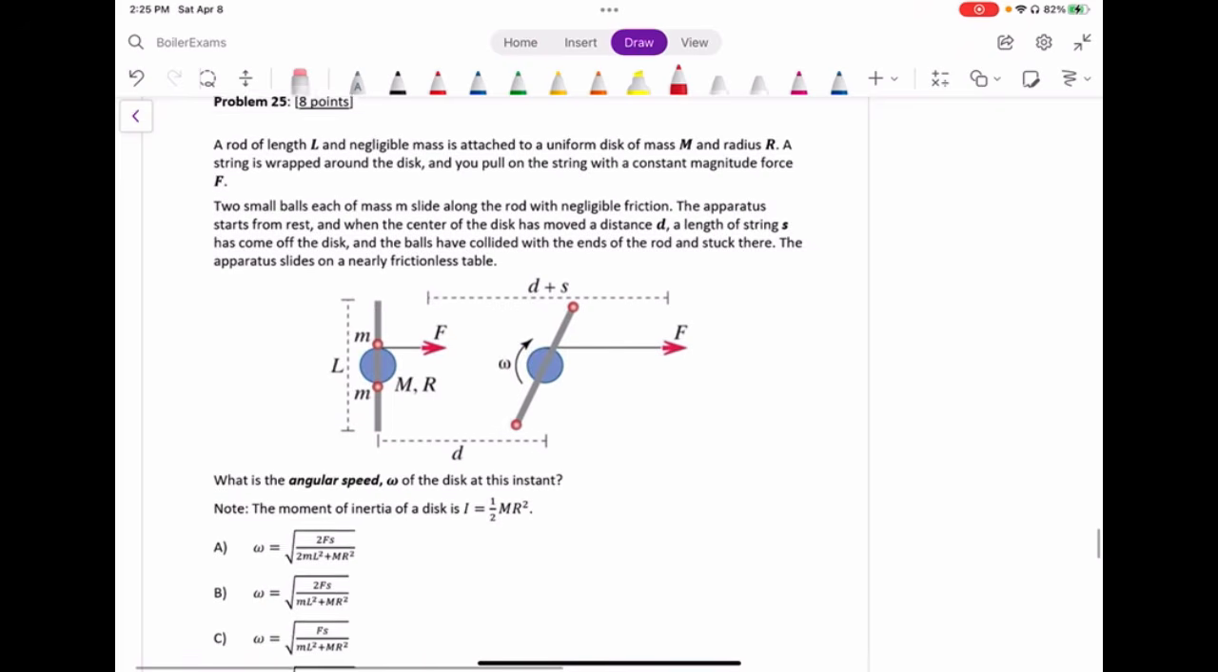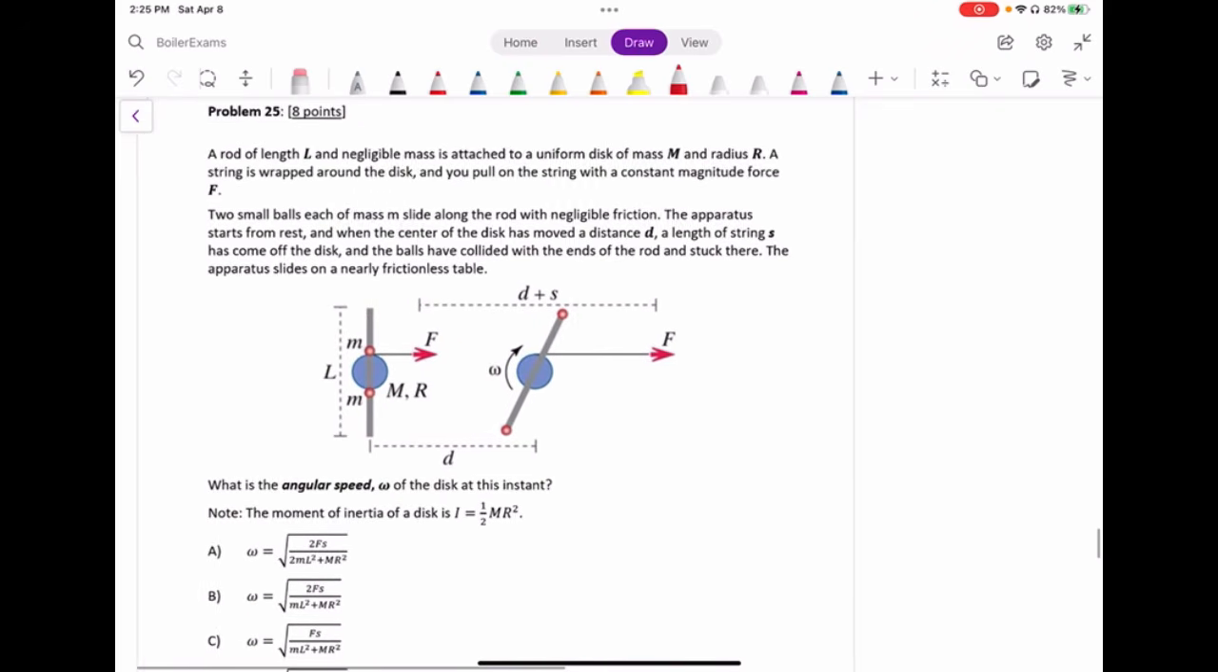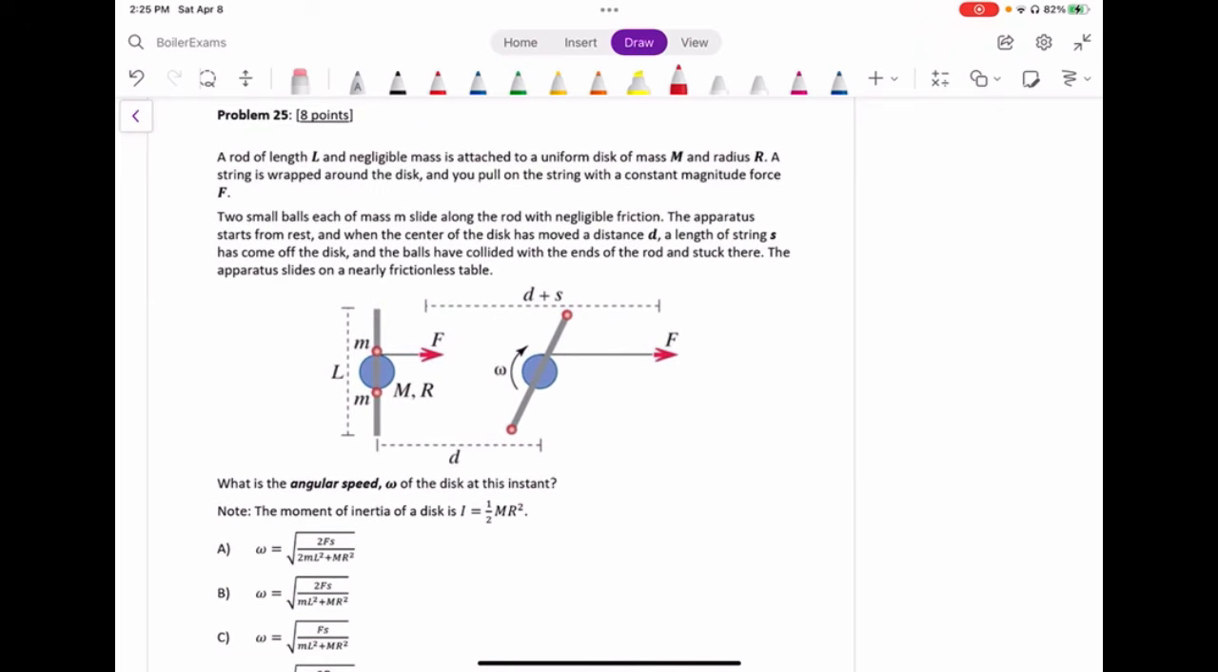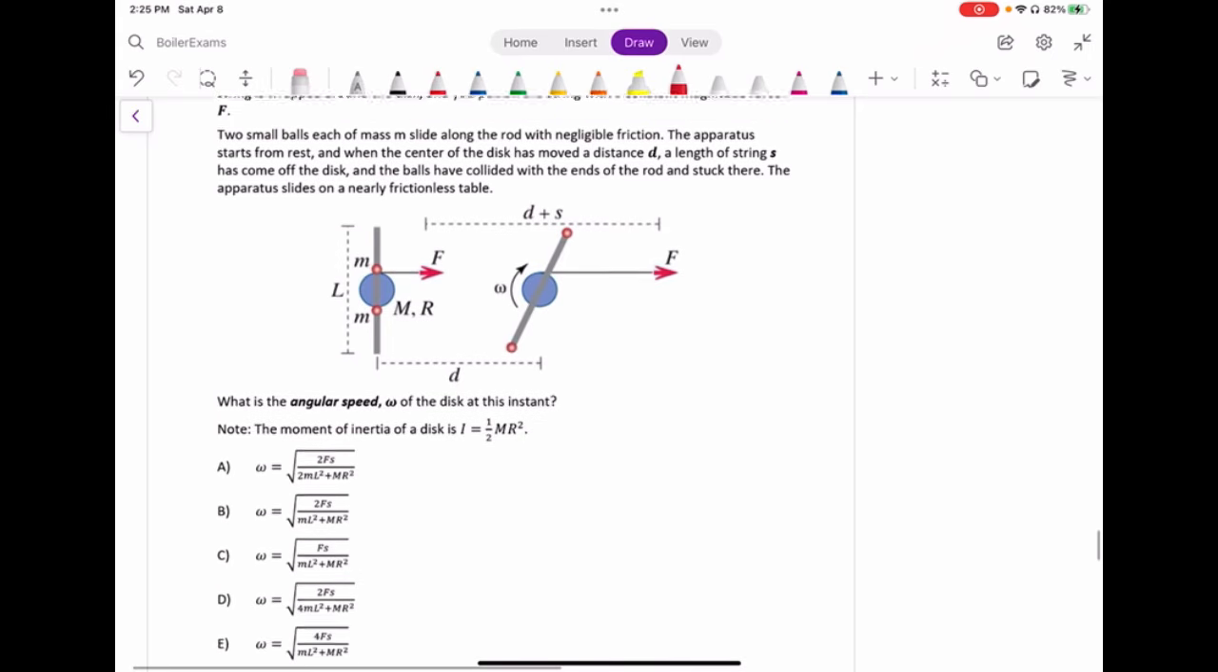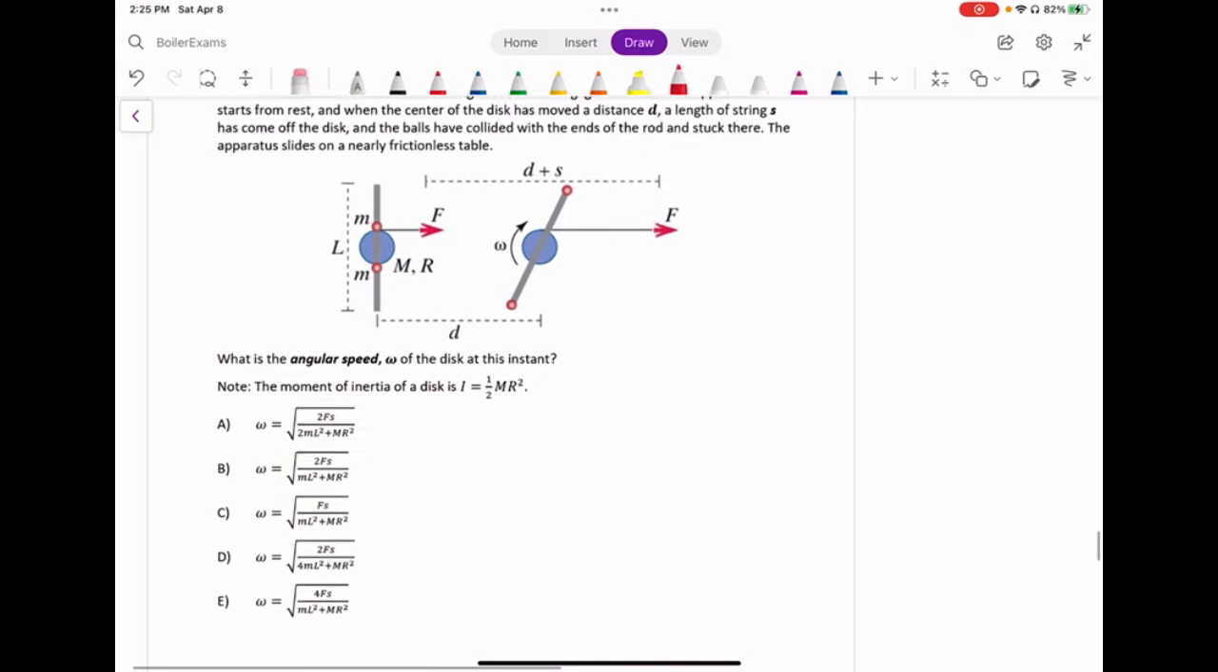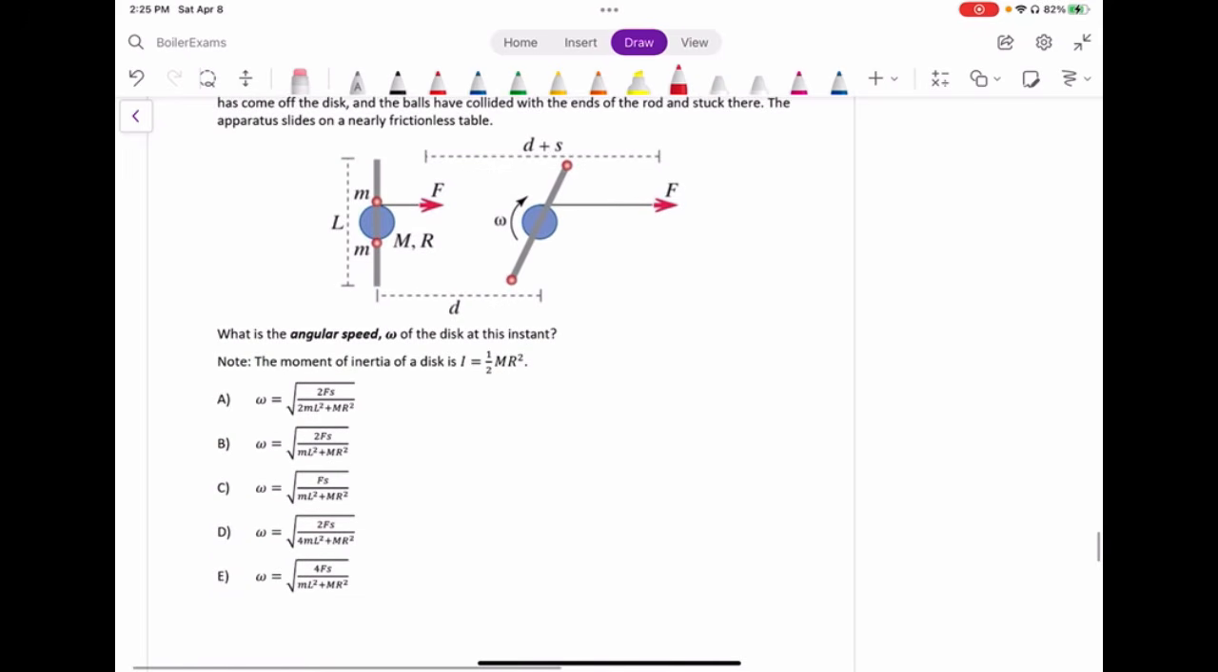Okay. Problem 25. So you've got a rod. The rod has no mass, and there's a string, and you're pulling on it with force. The balls fly down the rod, and the center of the disc has moved. Okay. Angular speed. So same thing as the last problem. We're going to need the point particle and the extended system.